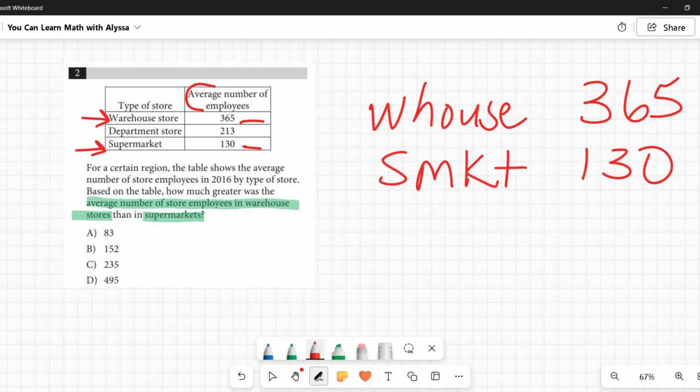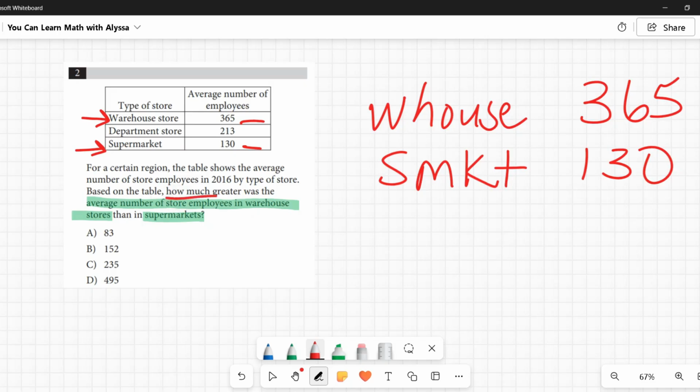And we don't have to do any math to figure out the average number of employees because the table is giving us the average number. A lot of times when we see the word average, we're thinking of mean, median, mode, and taking the average of numbers, but that's not necessary here. The chart is giving us the average. We don't have to calculate it.